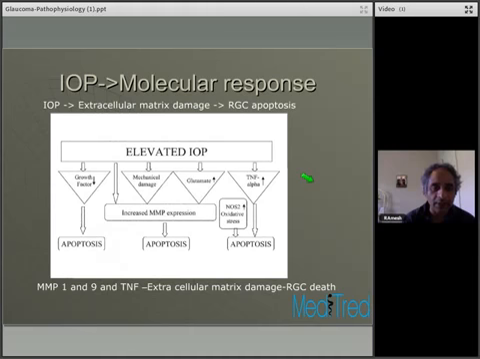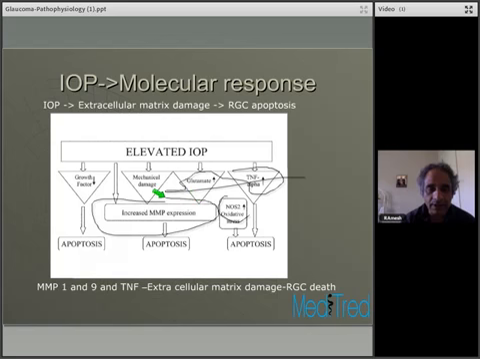So all three mechanisms: growth factor alteration, direct mechanical damage, the glutamate increase, TNF alpha increase, nitric oxide, and MMP expression increase lead to apoptosis of the retinal ganglion cells.